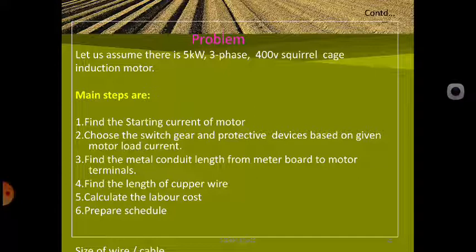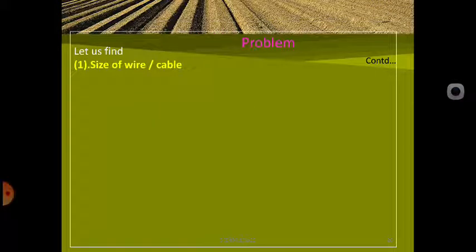These 6 steps we are going to follow to know the estimation costing of power loads. Now let us see one by one quickly. So let us find the size of the wire cable. Here the size of the wire cable: output power is equal to √3 into VL into IL into power factor.